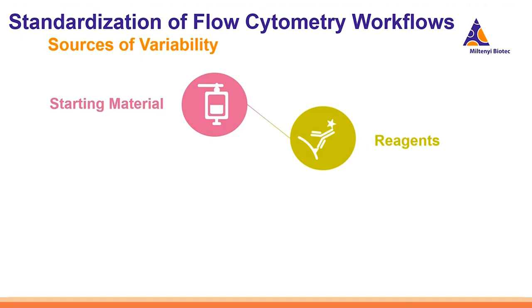There are also differences in reagents, your antibodies, your fluorophores. Not all dyes are created equally, so we want to select good reagents to minimize variability downstream. When it comes to protocols, you might have your gating or your hierarchy, your experiment setup, and just setting up your flow cytometer in general. We want to really minimize variability in the protocol itself.